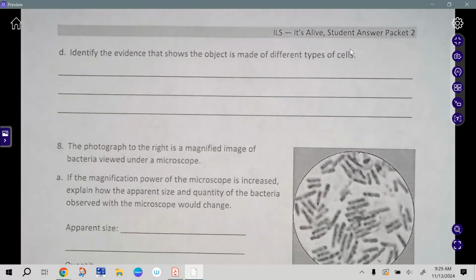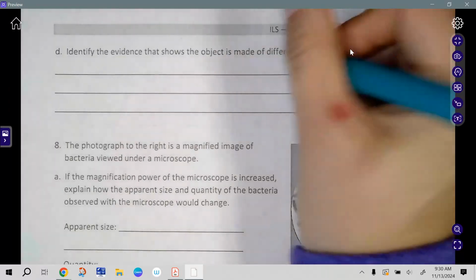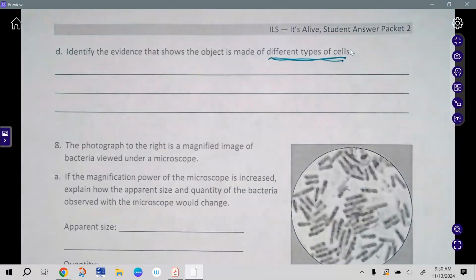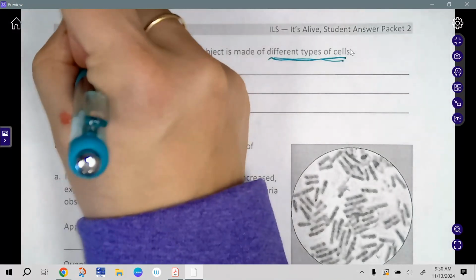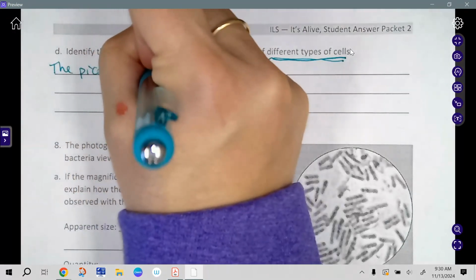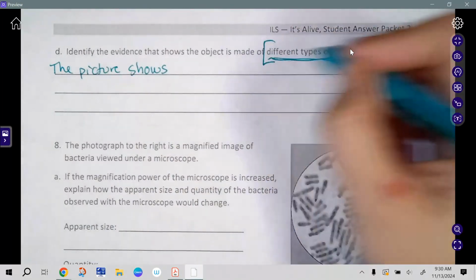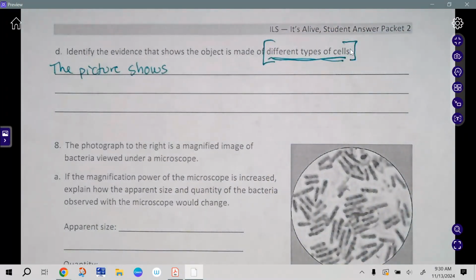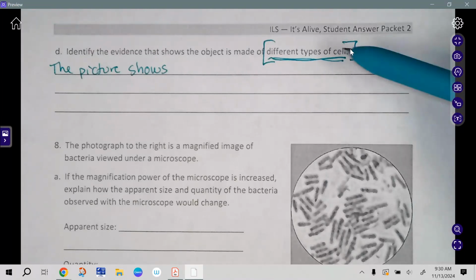All right, so we have D. D is still referring to that previous picture. It says, what evidence shows the object is made of different kinds of cells? So you're telling me what you see in the picture. So the picture shows, and then tell me how you know there are different types of cells. Think about comparing the onion root tip with onion skin, or comparing the muscle cells with the skin cells with the nerve cells. How did you know those were different types of cells? Tell me what you see.